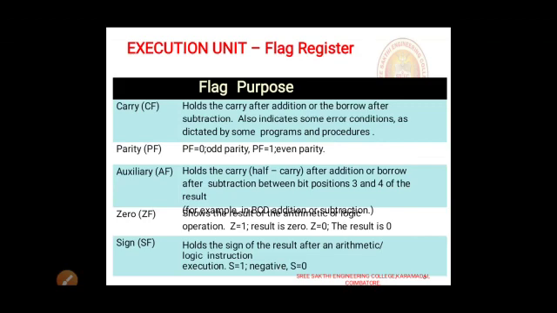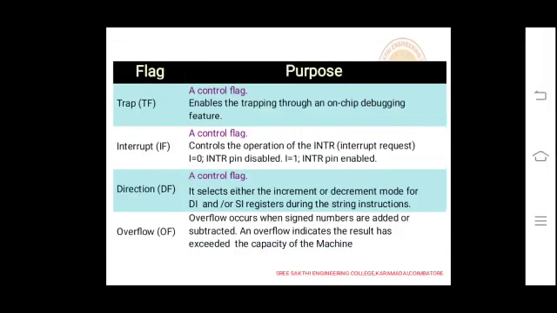Next one is the zero flag. When the result of an arithmetic operation is 0, the zero flag is set. When the result of an arithmetic operation is nonzero, the zero flag is cleared. Next one is the sign flag, which holds the sign of the result after an arithmetic and logic instruction. Here S equal to 1 means negative, S equal to 0 means positive.